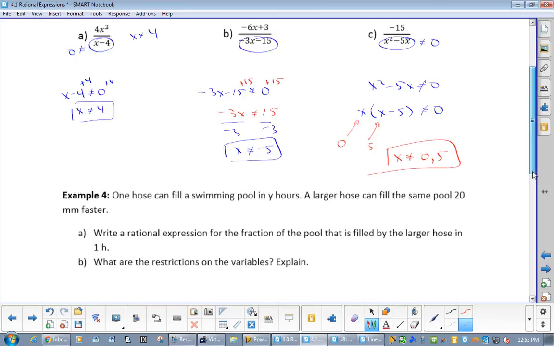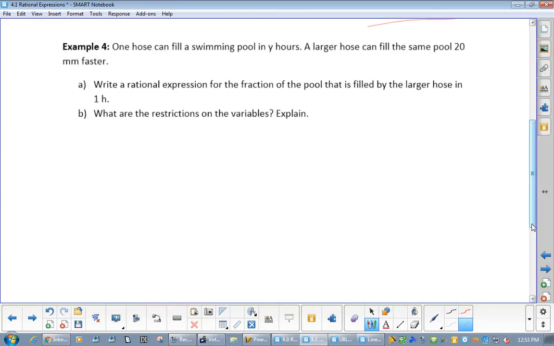Okay, just going to deal with this one here. These are always everybody's favorites, word problems with fractions. Now, this is actually a question that's always on the grade 9 achievement test. It's this kind of question. Well, one hose can fill it in this amount of time. A larger hose could fill it in this amount of time. How much could 2 hoses do it together?